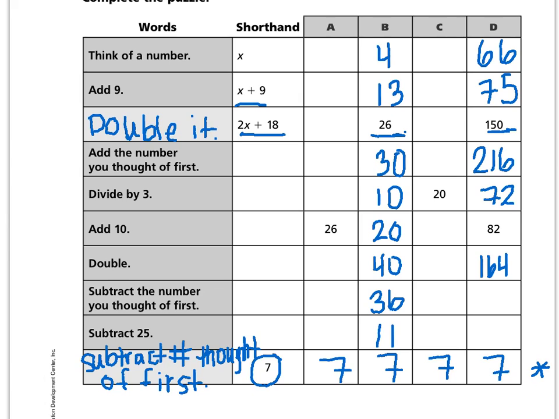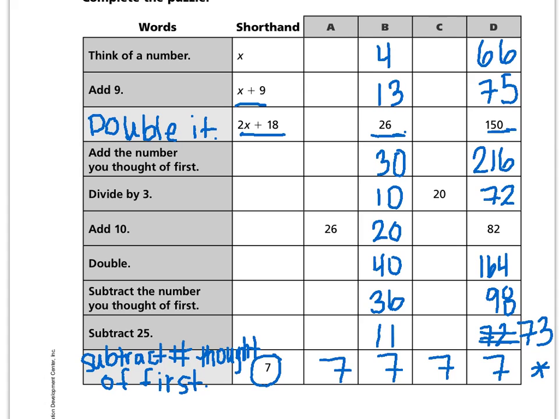Subtract the number you thought of first, so 164 minus 66 equals 98. Then you're going to take 98 and subtract 25 from it, and that's going to equal 72. And then you take 72 and subtract the number you thought of first, which is 66, and that would equal 6, which means that I had a mistake here. Instead of 72, that's going to be 73. 98 minus 25 is 73.